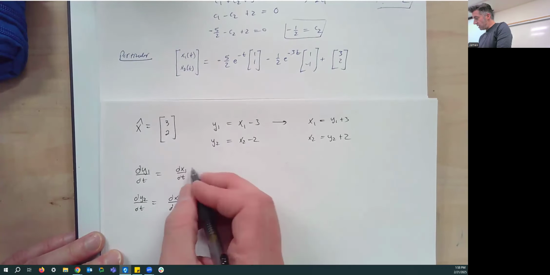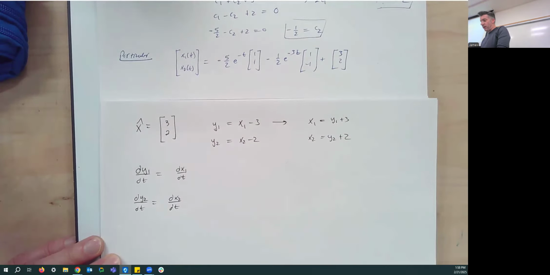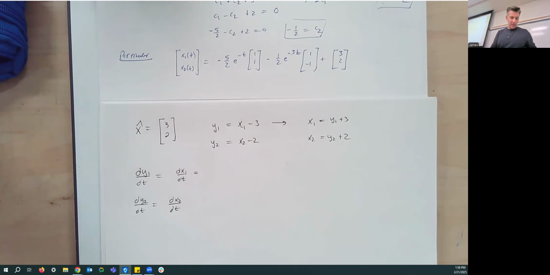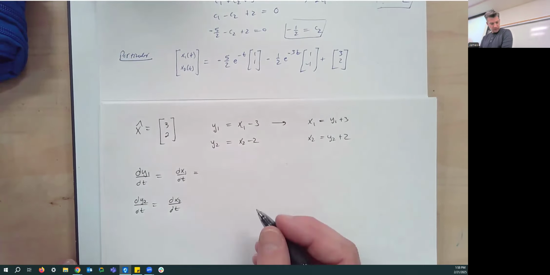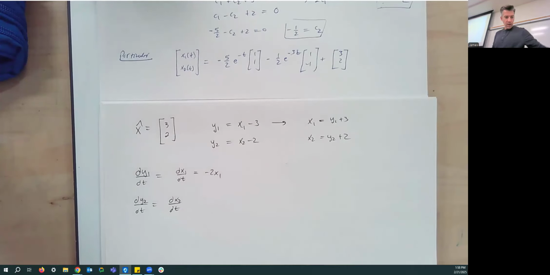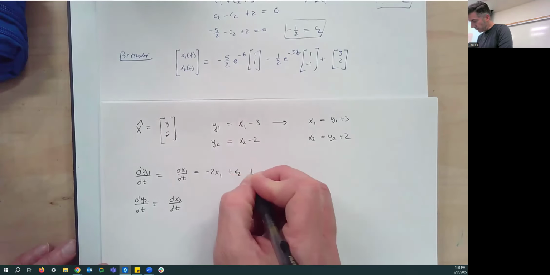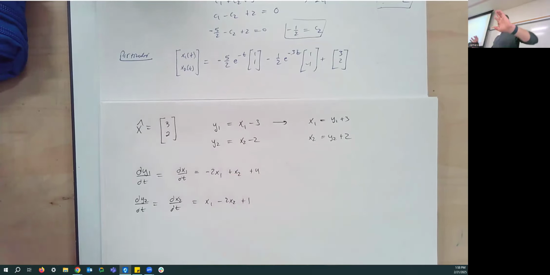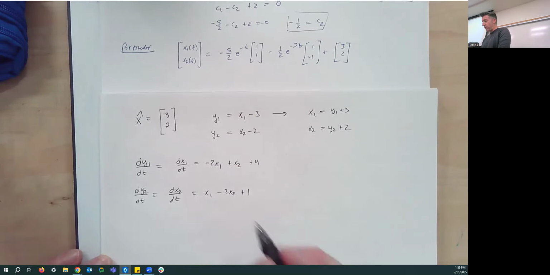And then dx1 dt, well, looking back at our original differential equations from the beginning of our situation here, we had that dx1 dt was equal to negative 2x1 plus x2 plus 4. And dx2 dt is going to be x1 minus 2x2 plus 1. Those are just the original differential equations we started this process with. And then we're going to plug in what x1 and x2 are equal to.